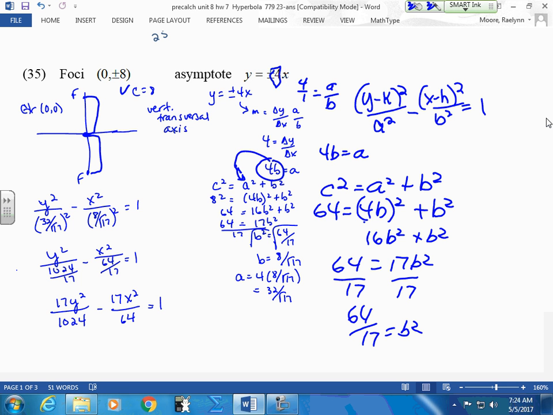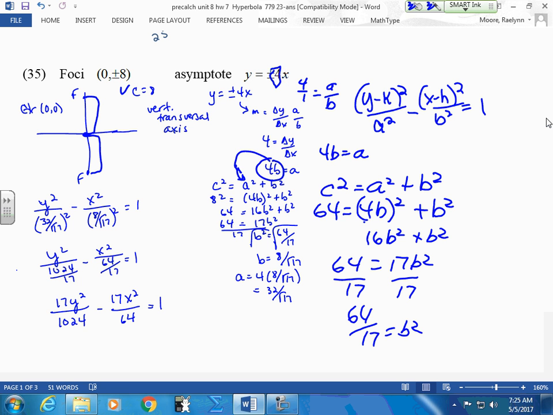However, I got to get to a. I got to get to a by itself. So you're going to have to take the square root of that guy and then multiply it by 4 to give you a. And then find your a squared. And don't forget to flip those fractions over.